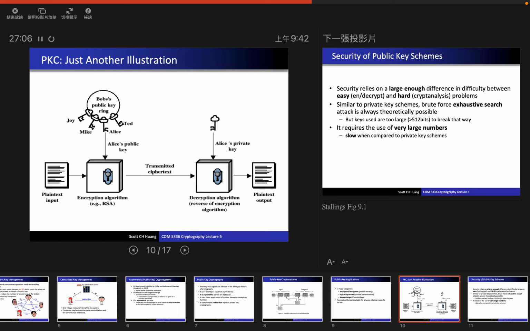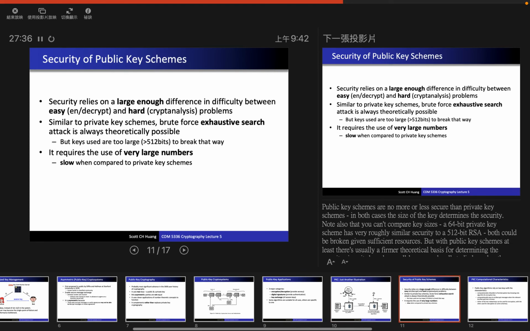This key ring is collected from individual parties, and they can be sent in via an insecure channel. So you can just maintain this, and whenever you want to send a message to somebody, you locate his or her encryption key, and then you send. Only the receiver, the person who generated that key, can decrypt it.